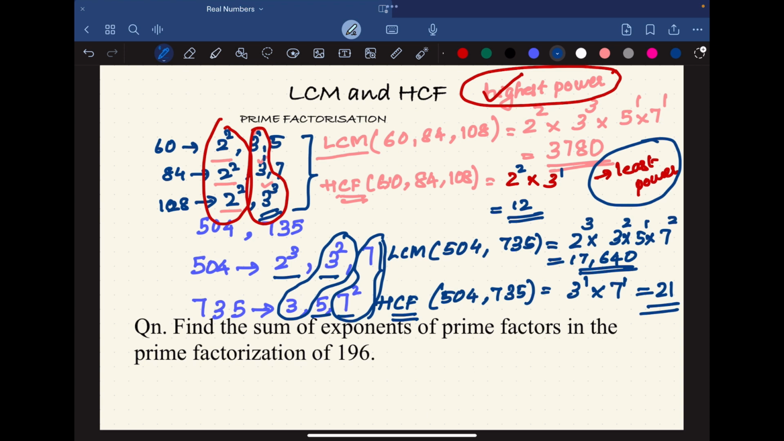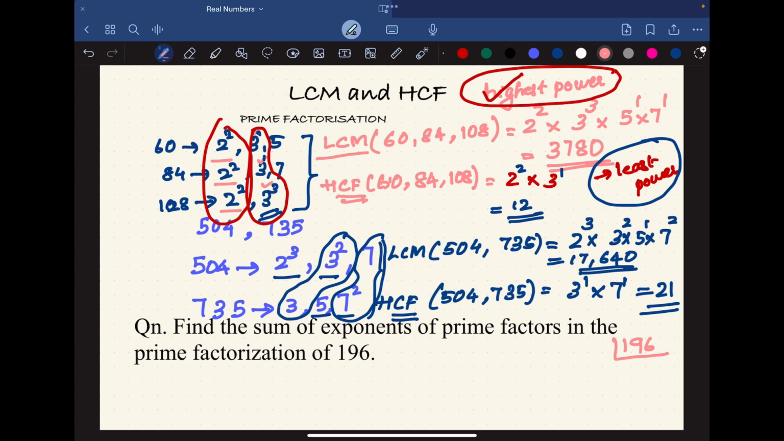Find the sum of exponents of prime factors in the prime factorization of 196. So first what we have to do? We have to do the prime factorization of 196.